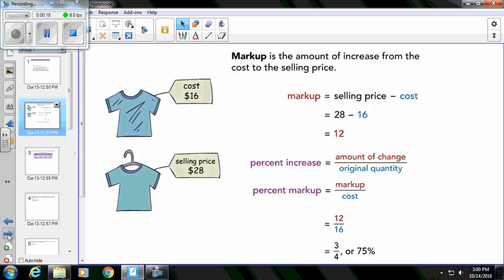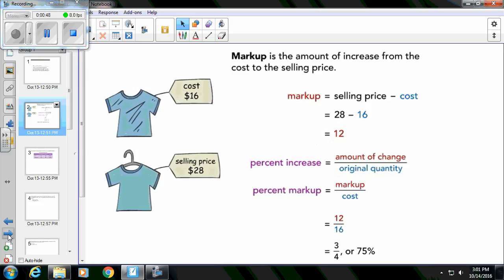A markup is the amount of increase from the cost to the selling price. So our markup is equal to our selling price minus the cost. The cost of this shirt is $16, but it's going to be sold for $28. So our markup is 28 minus 16. And just so you know, the cost is how much the store would pay for the shirt. The selling price is how much the store is going to sell the shirt to you.